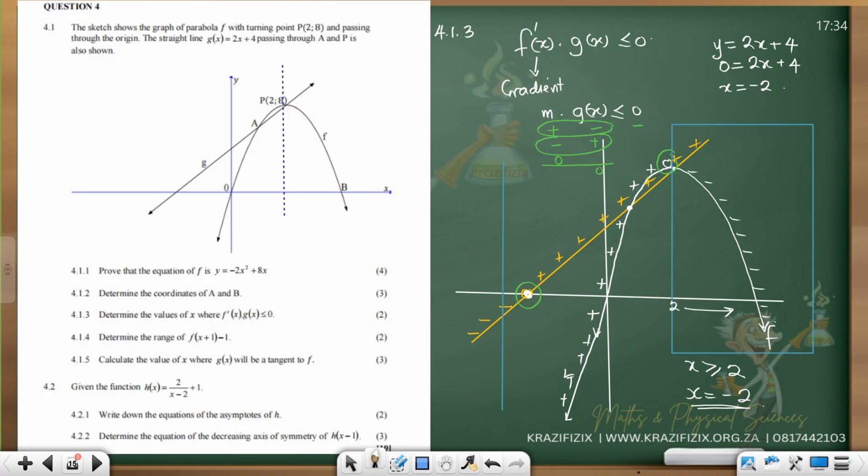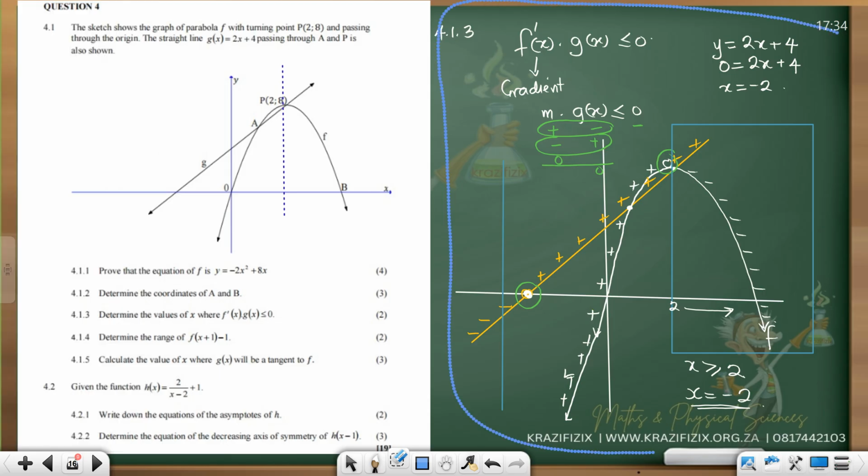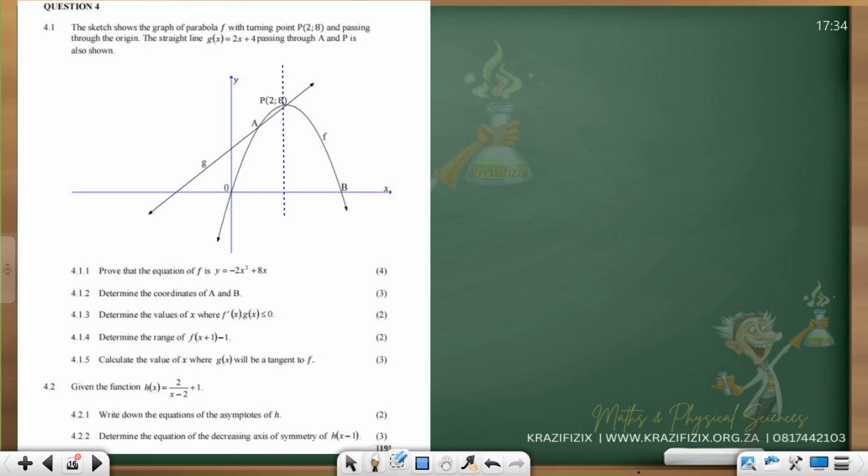Range of f of x plus 1 minus 1. Before we look for range, let's try to interpret that. Okay. Let's interpret this. What does this mean?